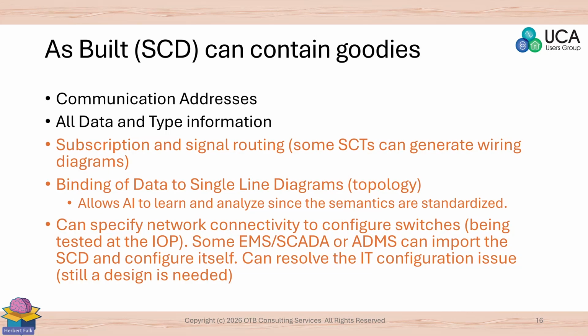So the as-built SCT contains all types of goodies. It contains all your communication addresses, all your data and type information. It can provide all your subscriptions and signal routing. Some SCTs can actually generate wiring diagrams. It allows you to create single line diagrams and bind the semantics to topological points in the single line diagram.